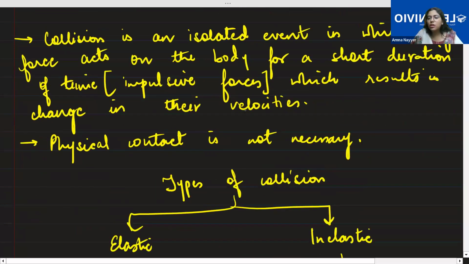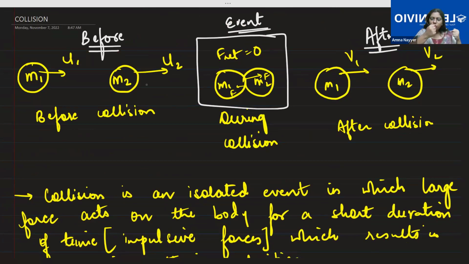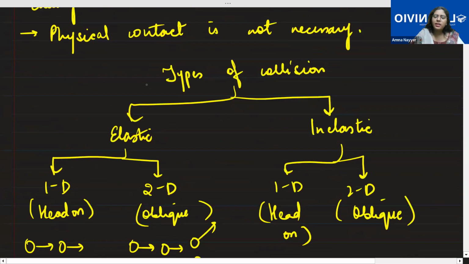Physical contact is not necessary, in the sense that before collision, both the bodies should be moving relative to each other. Even if they are moving in the same direction, one can exceed the other's velocity, overtake, collide and then separate. And there are various kinds of collisions.